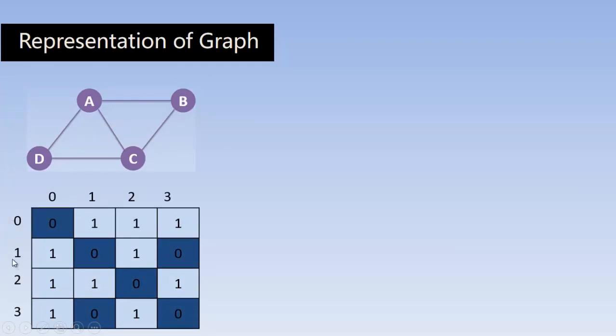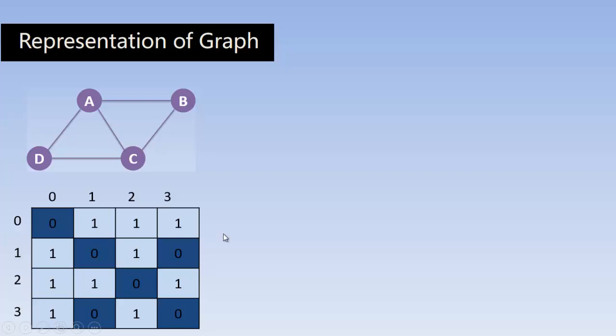The 0, 1, 2, 3 represent the nodes A, B, C, D. Here 0 is A, 1 is B, 2 is C, and 3 is D. Let us assume that. So there is no edge from A to itself, so there is 0 from 0 to 0, right? 0 is A. 0 to 1 means A to B, so there is an edge between A and B. So it is 1, and so on, right?